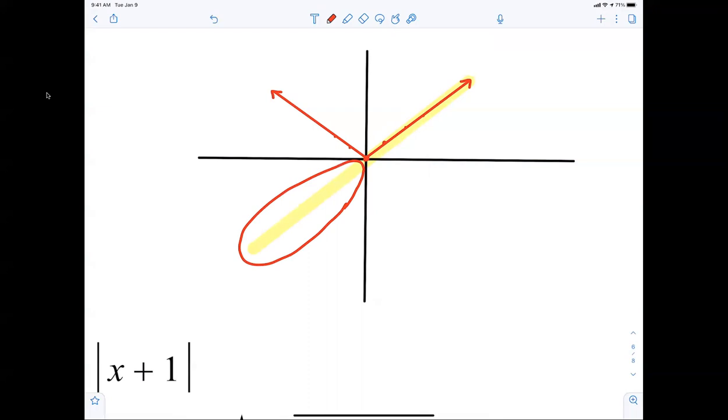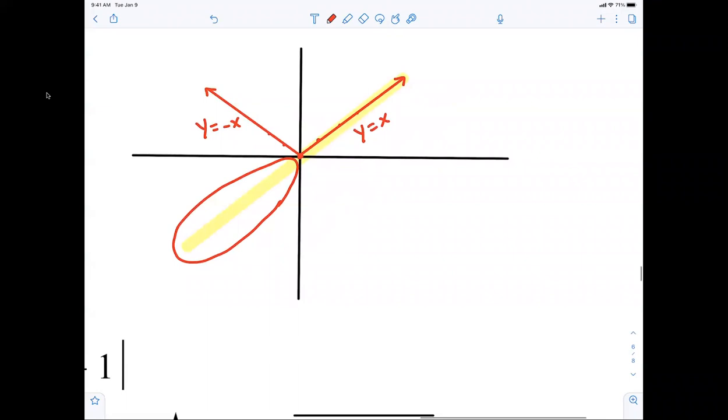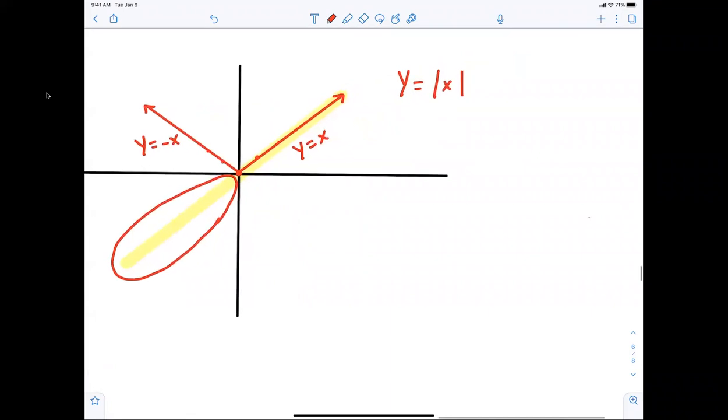So that's why it creates the shape of a V. This line right here is really y equals x. And this line right here is y equals what? Negative x. That is correct. That's why when I told you when you're graphing y equals absolute value of x, you can break it down into a piecewise function. It's y equals x for anything greater than or equal to 0, and then it's negative x for anything less than 0.